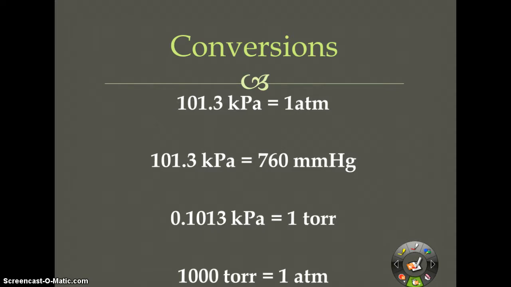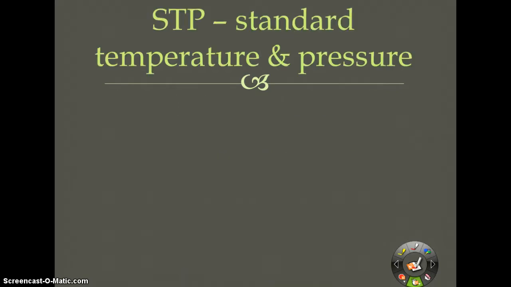101.3 kilopascal is also equal to 760 millimeters of mercury. 0.1013 kilopascal is going to equal 1 torr, and 1,000 torr is going to equal 1 atmosphere. So you will need these for the practice problems.